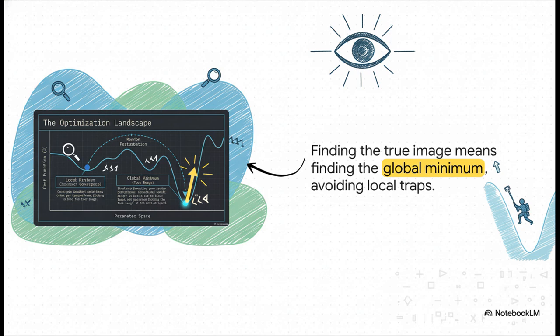Finding the true, perfect image is like trying to find the absolute lowest valley in that entire range, the global minimum. The problem is, a lot of simple, fast methods just fall into the first valley they see. That's a local minimum. It might look okay, but it's a false lead. It's not the right answer. Getting to the real answer often means using complex methods that can climb out of those traps. But man, they can be incredibly slow.